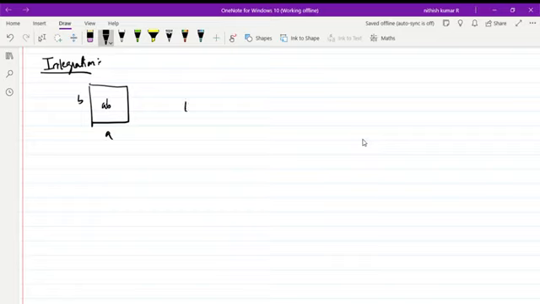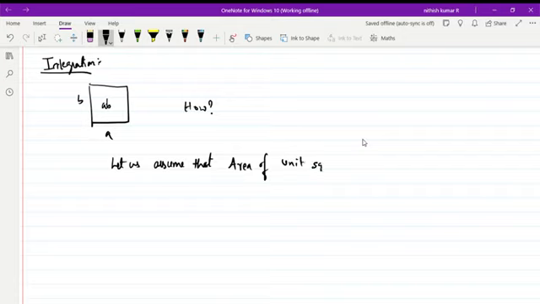So how do you get this? Let's assume that the area of a unit square is 1 unit square. With this side 1 unit, it is nothing but a unit square. Its area is 1 unit square.